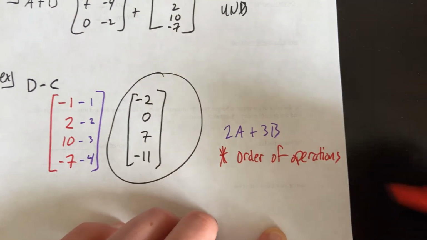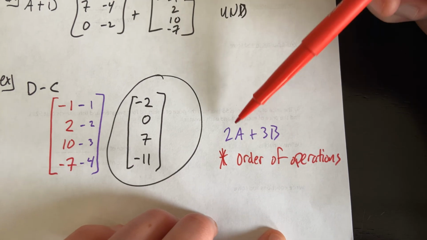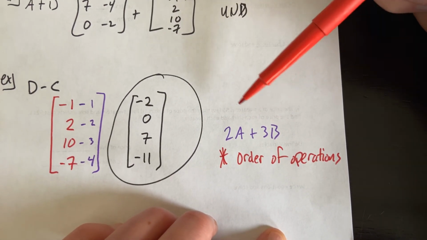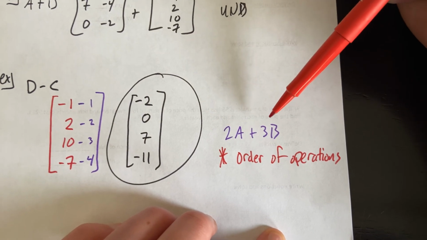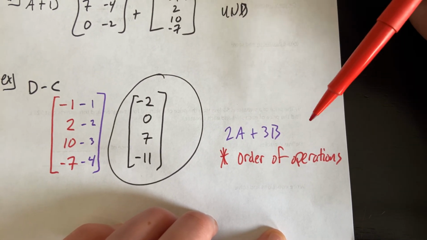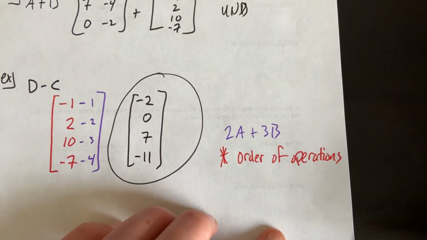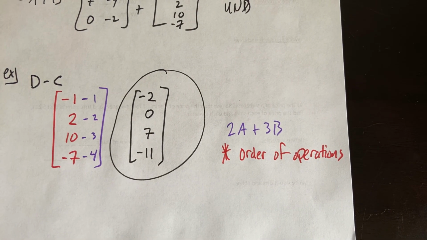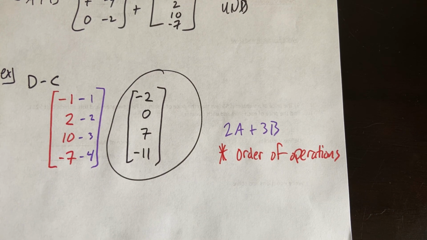Sorry, I'm shaking the camera. So follow your order of operations, right? Order of operations tells you to do multiplication before you do addition. So go ahead and multiply that scalar of 2 to the A, scalar of 3 to the B, and then you're going to add your matrices together there. Okay, so if you follow your order of operations, you're going to be doing multiplication, addition, and subtraction in one problem. But again, remember, addition and subtraction only takes place when the dimensions are the same there.